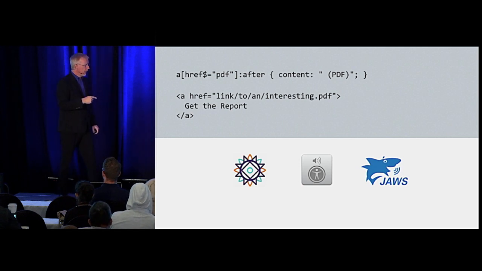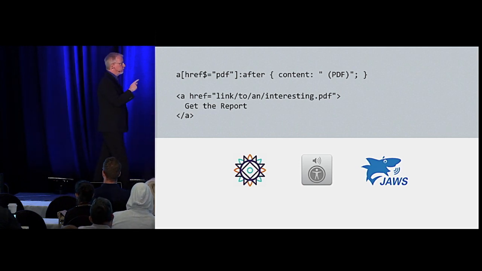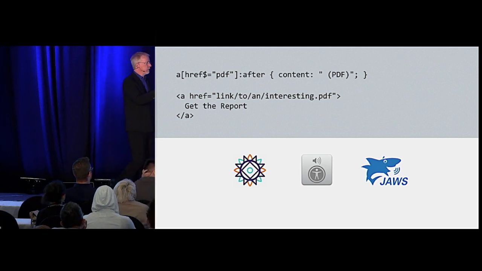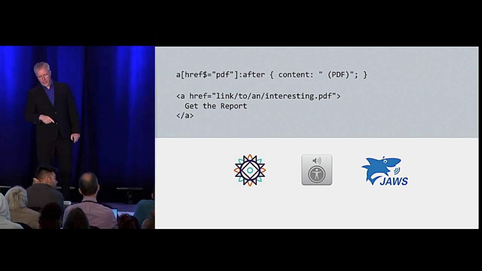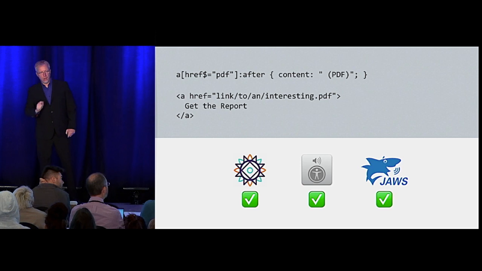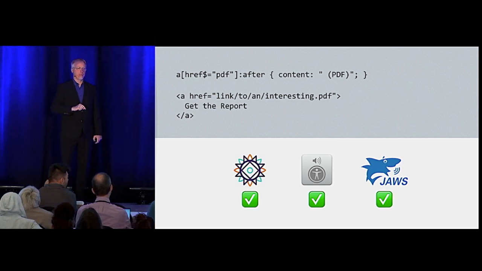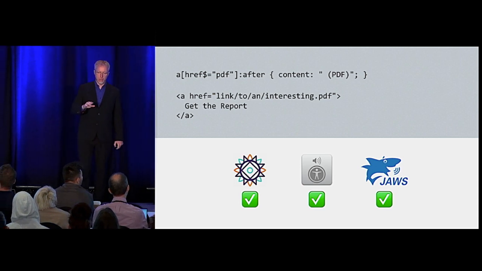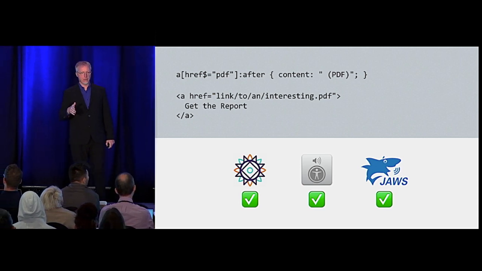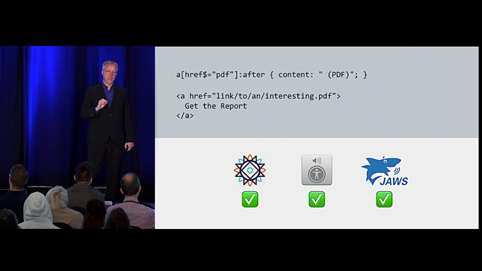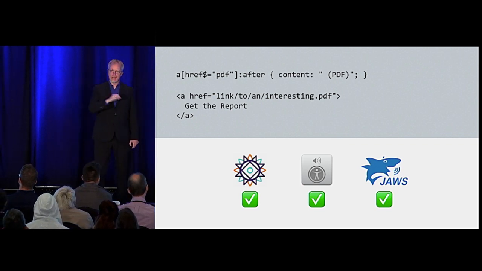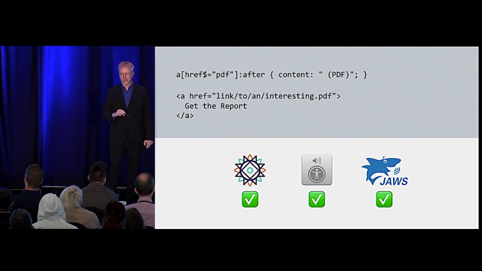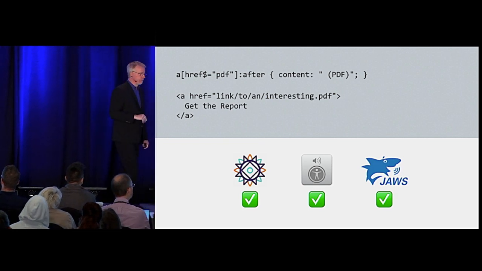Well, I actually got recordings from NV Access, NVDA, VoiceOver, and JAWS, and they all read get the report PDF in one sense or another. JAWS actually says get the report open parenthesis PDF close parenthesis, or at least the version of JAWS that was used to record the audio file that I got did that. But they all read it, okay?